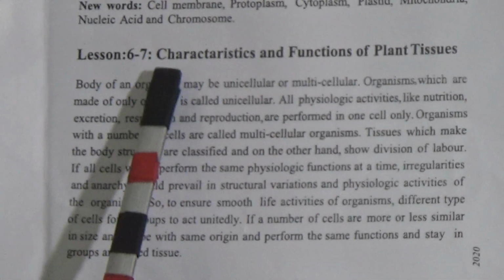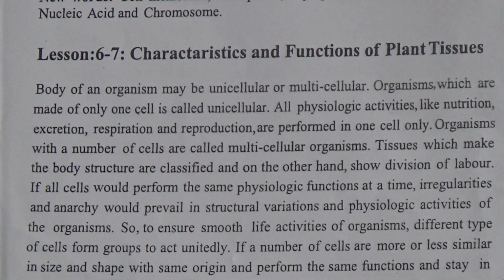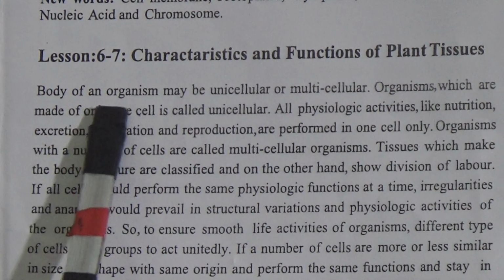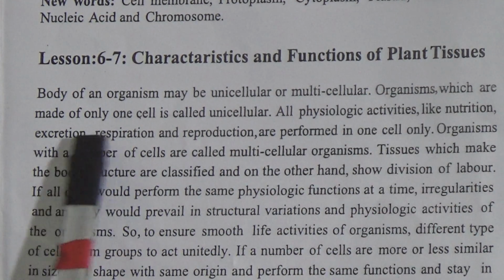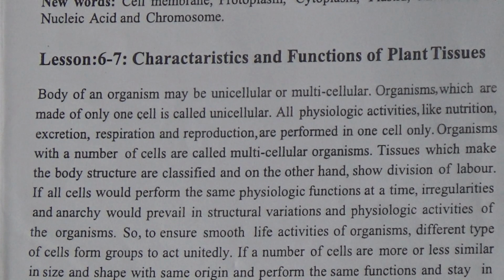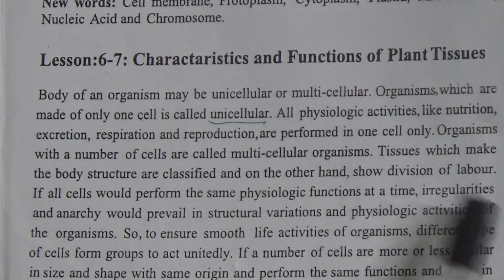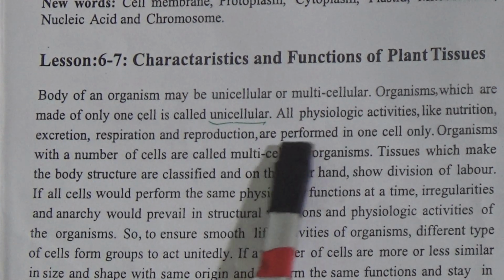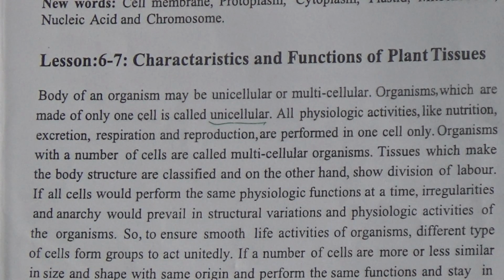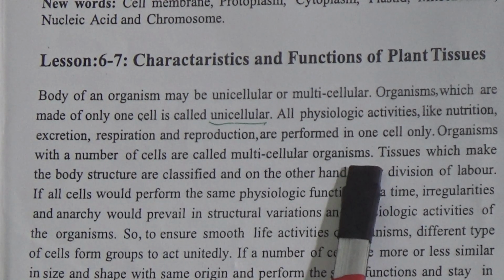This is page number 16 of your book. This is lesson 6 and 7. And here is characteristics and functions of plant tissues. Here is written, body of an organism may be unicellular or multicellular. Organisms which are made of only one cell are called unicellular. All physiologic activities like nutrition, excretion, respiration, reproduction are performed in one cell only. Organisms with a number of cells are called multicellular organisms.